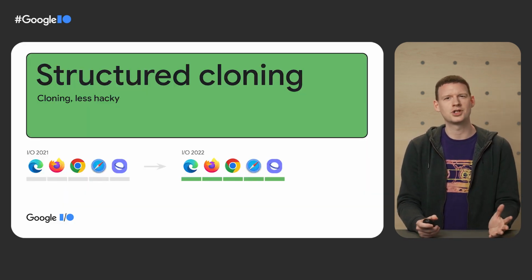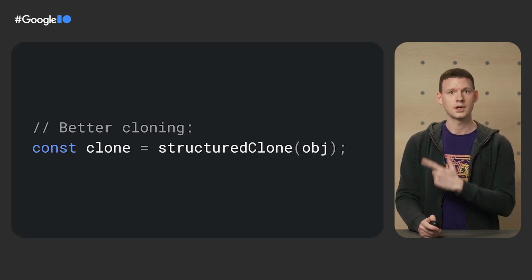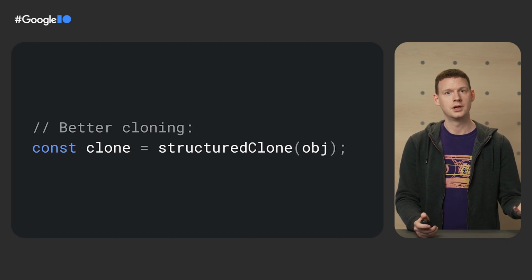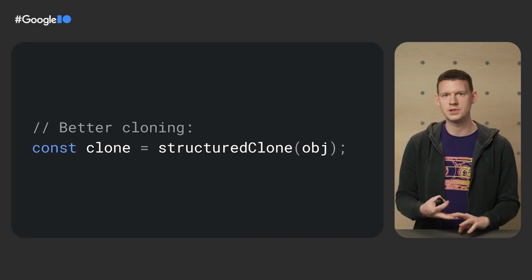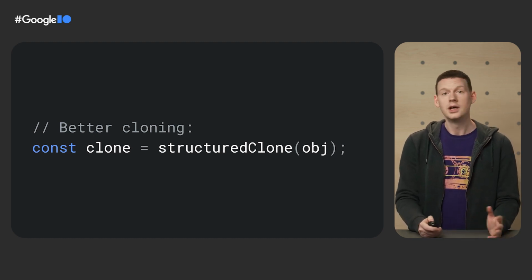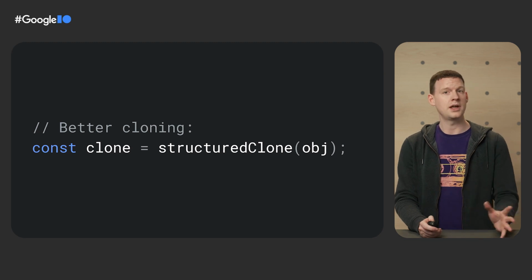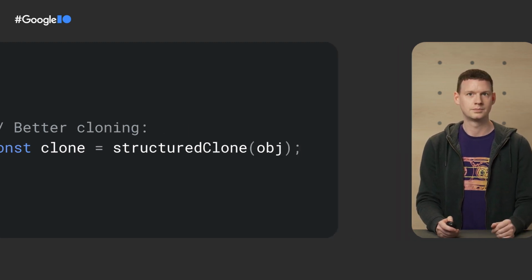Look at that browser support chart. No one had this last year. Now it's across all browsers. Just give it a whiz, and a clone there is. Not only is it cleaner, it can clone more things like blobs, image bitmaps, typed arrays. It can even clone object structures that have circular references. This isn't a JavaScript feature, it comes from the HTML spec, but it's also implemented in Node.js and Deno.